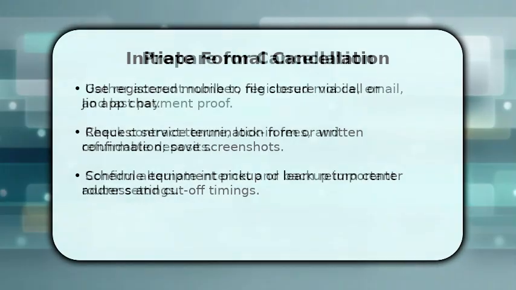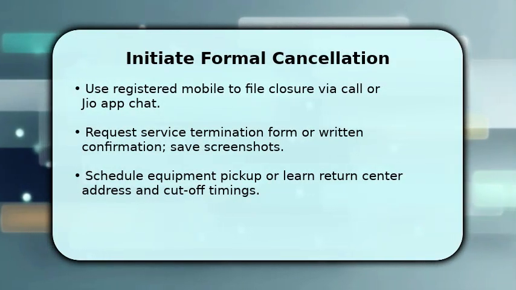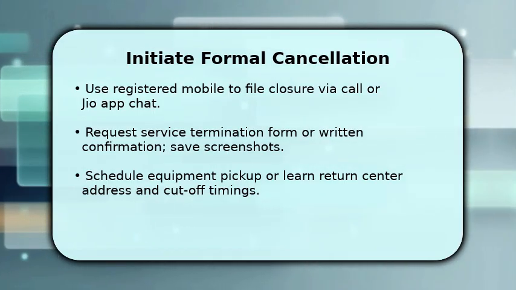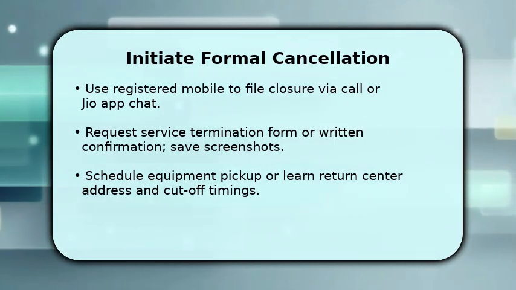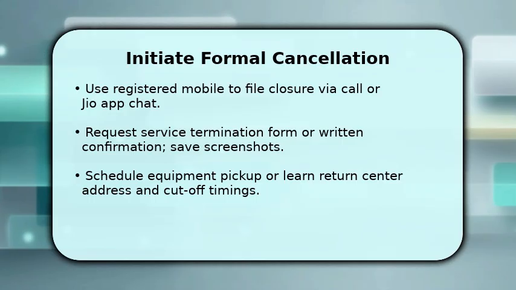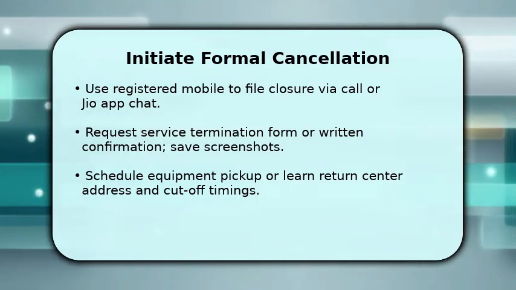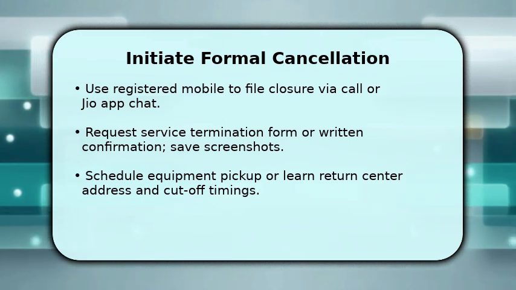equipment return. You proceed by submitting a formal cancellation request through customer care or the Jio app chat from your registered number. State reason and ask for an email confirmation. Once you have the reference ID, request the service termination form or a written release and save screenshots immediately. Make sure to schedule router and set-top box pickup or confirm the authorized return center, because equipment non-return can lead to extra charges. You do this to complete the provider's obligations and trigger final billing.